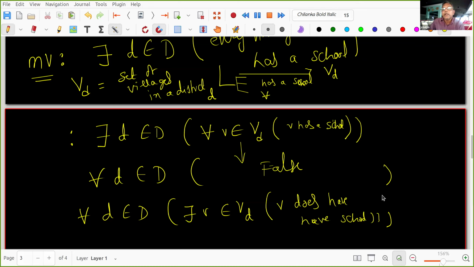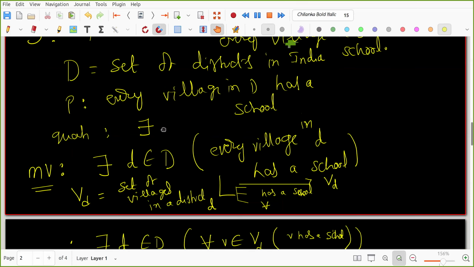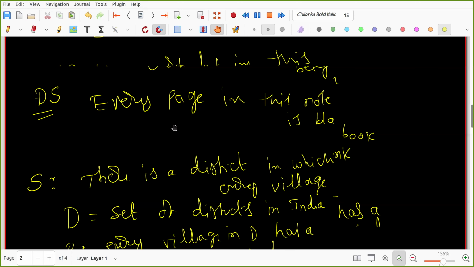Yes, some questions are there. Let us answer them. Who raised a hand? Khushbu and Jasleen. Khushbu, go ahead, please. Actually I didn't understand the concept that you told in the upper part, the set. Every village in D has a school, in VD.